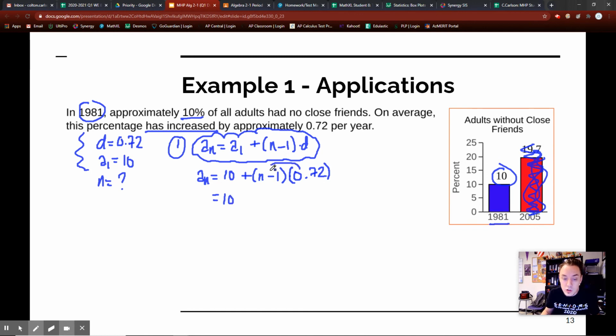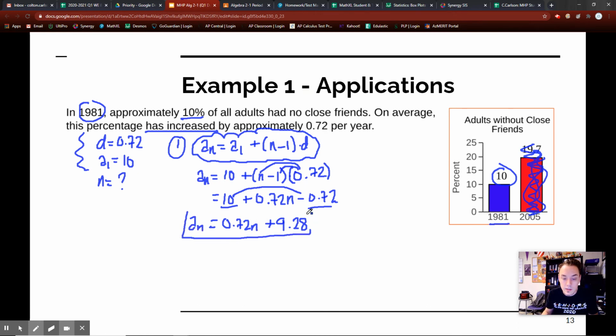I have to distribute that through, so this is plus 0.72n, and then minus 1 times 0.72 is 0.72, tag on the negative. Okay, so this is what it looks like. I simplify, so now what I have is 0.72n, because I don't simplify the n term, so that's just chilling. And when I combine the 10 and then minus 0.72, I actually get plus 9.28. This is my general term formula. So that's my first answer.